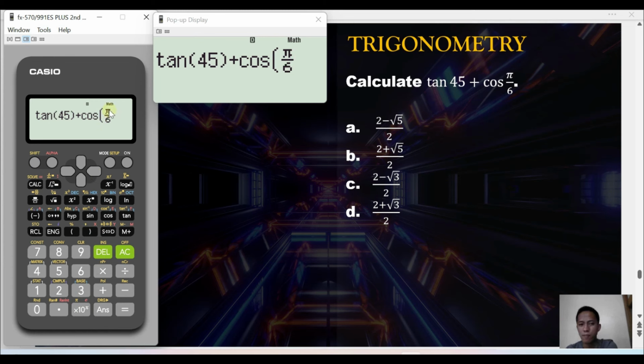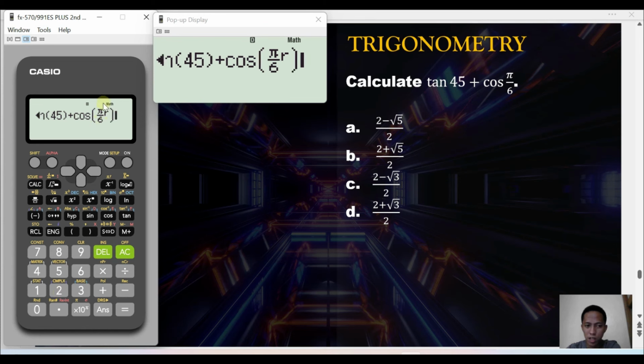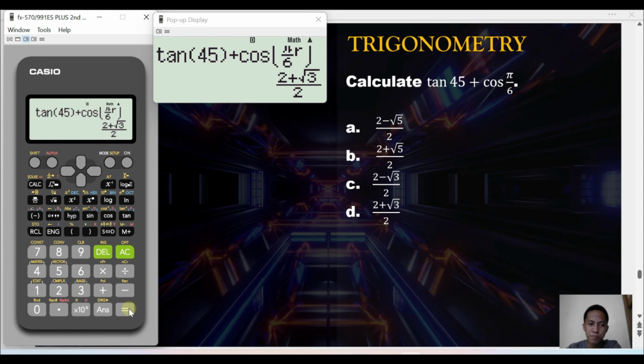Then, etong pi over 6 natin, dapat ma-detect siya ng calculator na itong pi over 6 is naka-radian siya para i-convert ng calculator natin to degrees. Dapat denote natin sa calculator na itong pi over 6 naka-radian. So, we have this expression. So, no need to convert na to degrees muna. Dito, pwede mo na siyang i-solve dire-diretso. Basta itong pi over 6 may nakalagay na r dyan. So, equals lang. It will give you this value. So, 2 plus square root of 3 over 2. So, that is letter D.